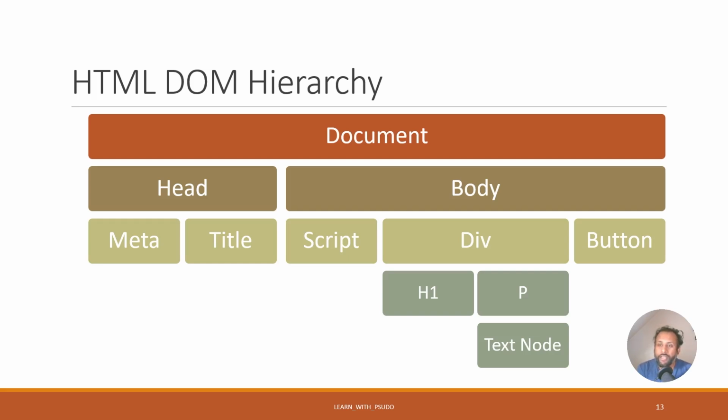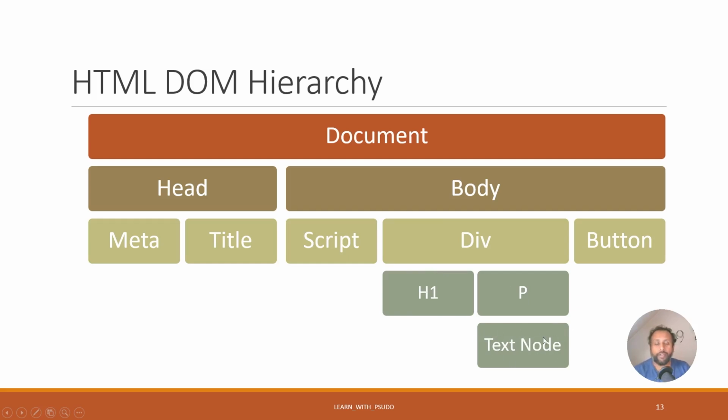Now your division tag in itself will have a header tag or a paragraph tag. So H1 is a header tag and P is your paragraph tag. Now this can vary. You can have multiple tags H1, H2, H3 until H6. Now the text node inside a paragraph tag tells you that there is some text written inside it.